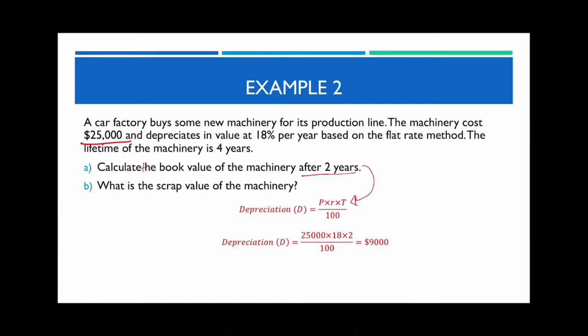To now calculate the book value, it's just going to be the purchase price minus 9,000. So 25,000 minus 9,000 is therefore going to give you $16,000. So that's the answer for part A.